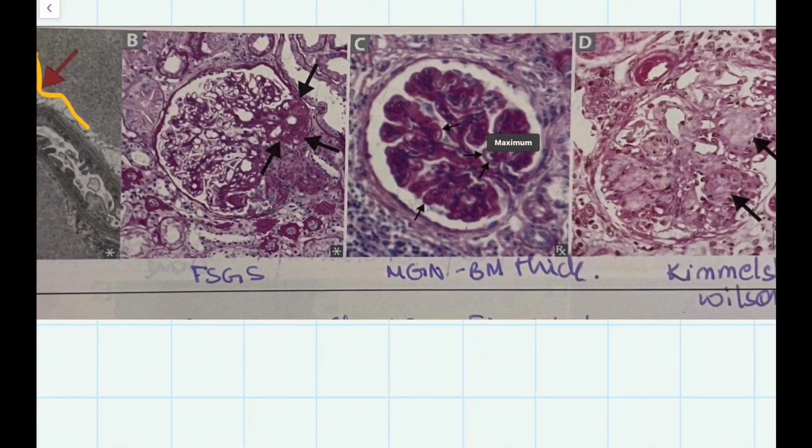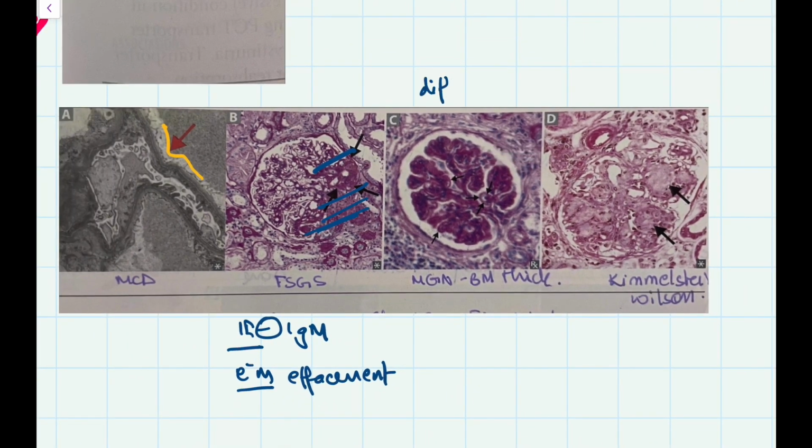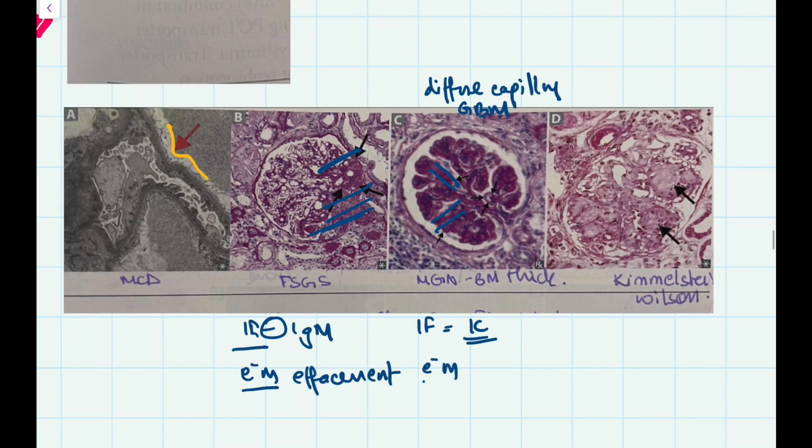On light microscopy, there is diffuse capillary and GBM thickening. So you can see the thick membrane, due to the thickening of the capillaries and the basement membrane. Talk about the immunofluorescence. It is granular due to immune complex deposits, and the electron microscopy shows the characteristic spike and dome appearance due to subepithelial deposits.